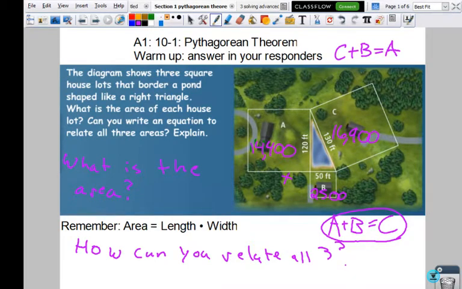Anybody ever heard of the Pythagorean theorem? Yeah, we did that last year. So ours will look a little different, but that's okay.